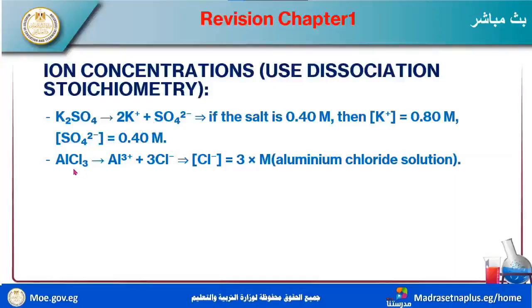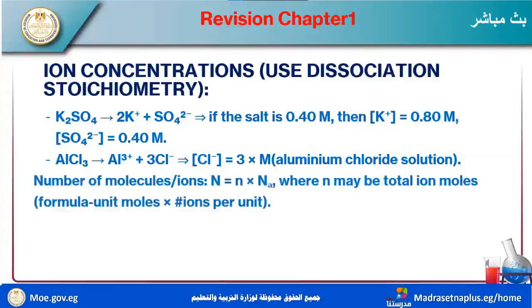Now we have AlCl3. Now we have Al and Cl. We have 1 mole of aluminum ions, Al plus 3, and we have 3 moles of chloride ions. Now, if the salt is 0.4 molar, then K positive equals 0.8 molar. Why? Because you multiply 2 times the number of moles of the total compound. We have the same in AlCl3: we multiply 3 times the number of moles of AlCl3. We can detect the number of moles of chloride ion in these salts.